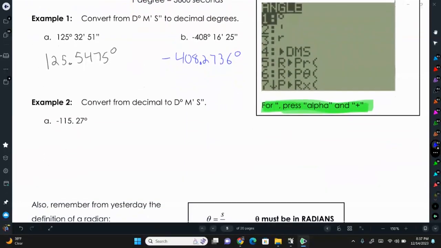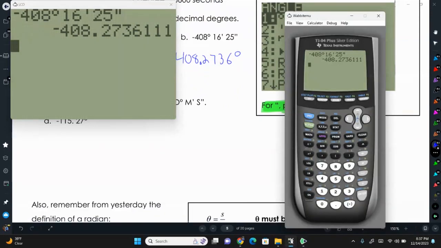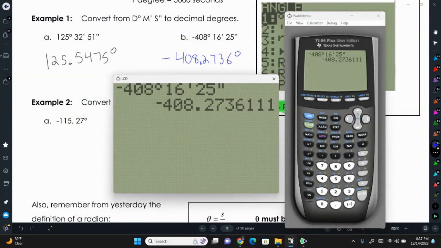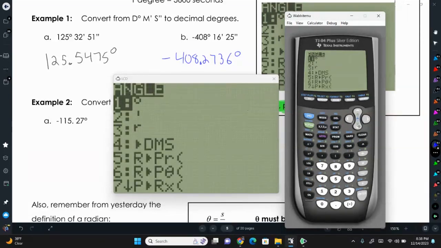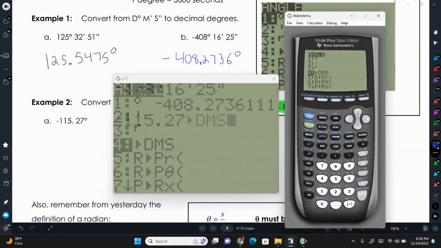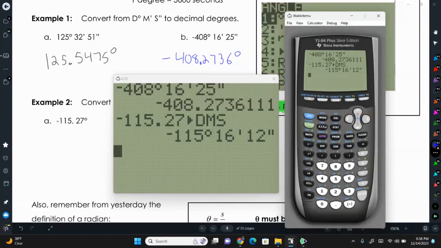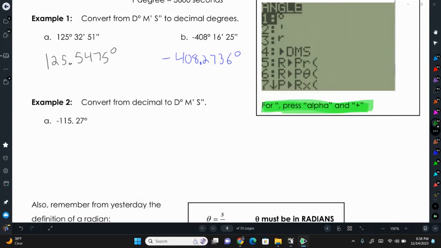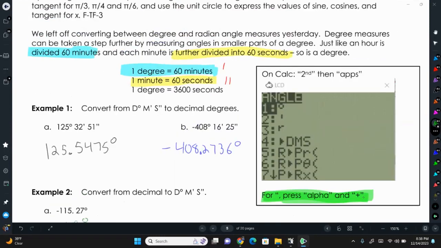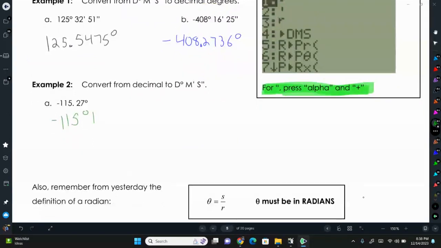Converting to degrees, minutes, seconds is even easier with our calculators. So we want to convert negative 115.27 degrees into degrees, minutes, seconds. So negative 115.27, and then we press second apps, and we go down to the fourth option to convert that to degrees, minutes, seconds. So we don't need to put the degree symbol in, we just type in the number and then go down to DMS to get our angle measurement. So that'd be negative 115 degrees, 16 minutes, and 12 seconds. Now there is a way to do it algebraically, but we have the capabilities of our graphing calculators, so we should just utilize those abilities when we can.